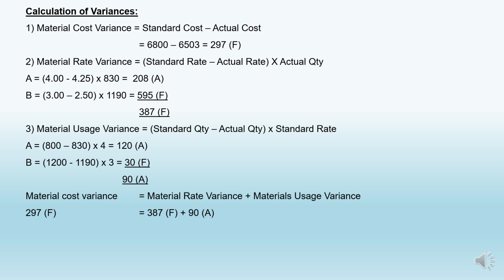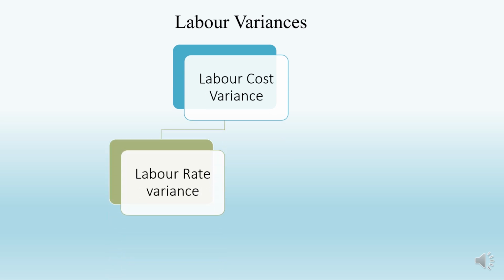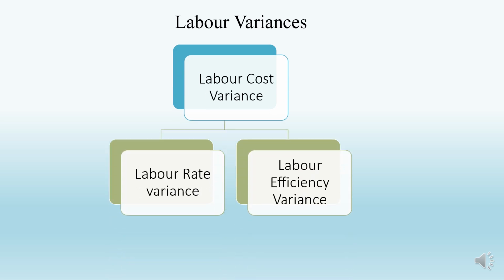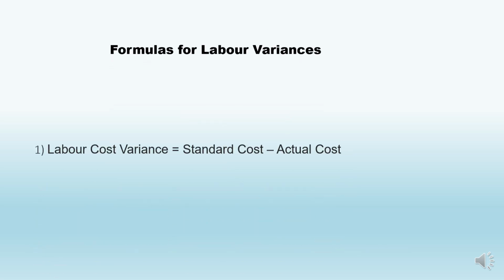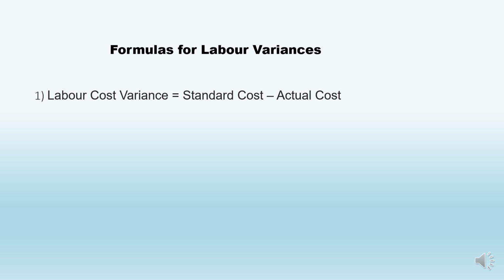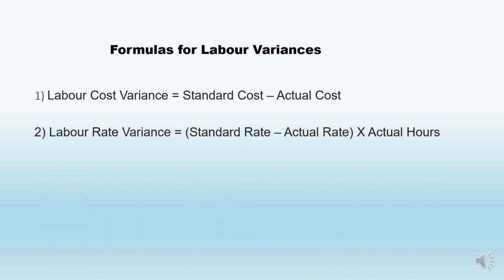Let us proceed further to the next type of variance, labor variance. Like material, we have labor cost, labor rate, and instead of labor usage, it is called labor efficiency variance. Formulas are basic. Labor cost variance is equal to labor rate plus labor efficiency. As far as formulas are concerned, it's almost similar. If you know material, it is bound to happen that you will understand labor.